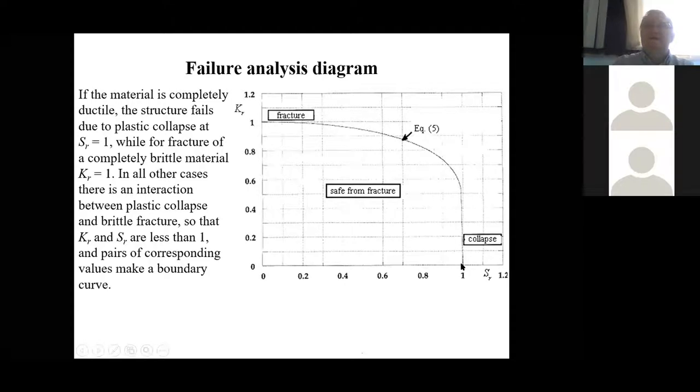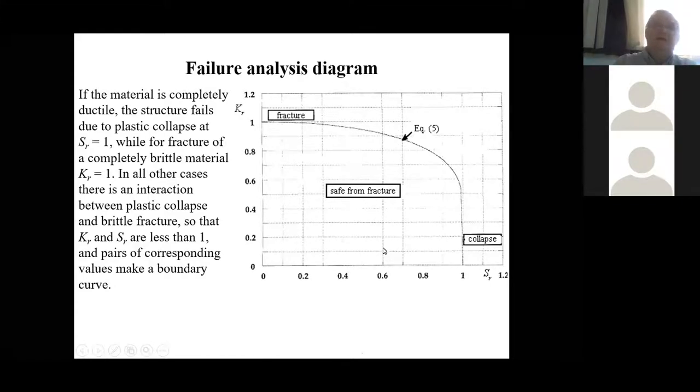So if stress is more than the measure of critical stress, then we might get collapse as shown here. And on the other extreme, we can say there is a possible brittle fracture if KR is more than one. So here it is a brittle fracture as a possibility. Here it is collapse, and in between, a combination of these two, once again, not necessarily that component will fail, but we, on the other hand, cannot guarantee that it will not fail.